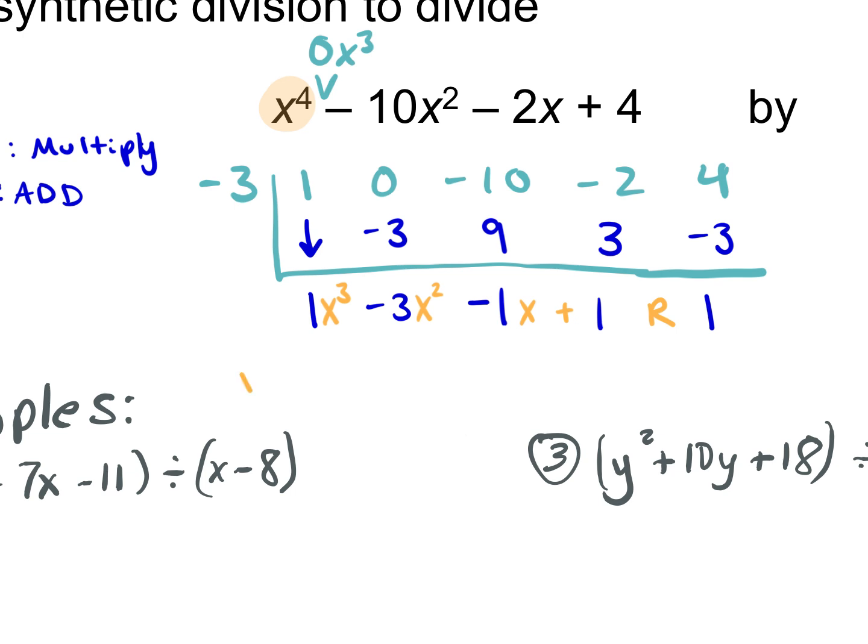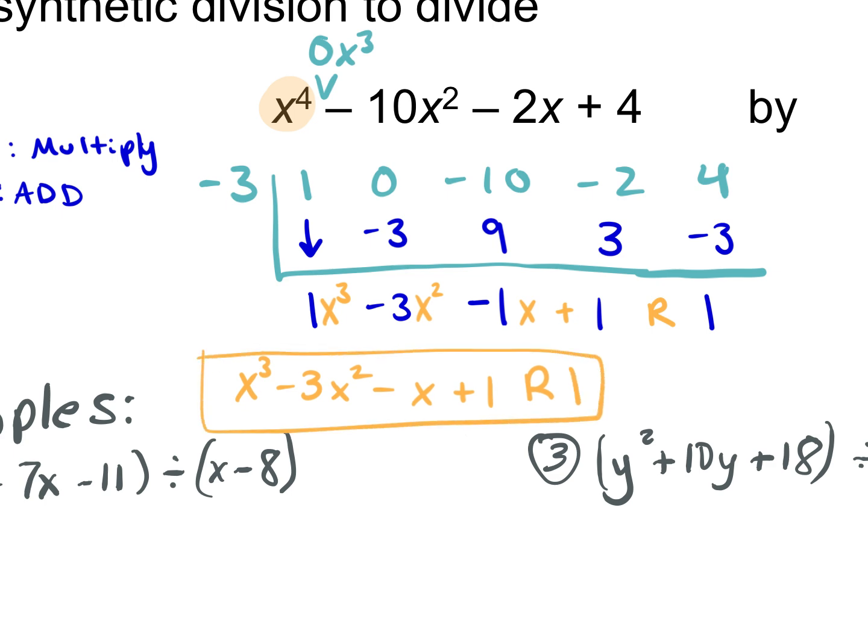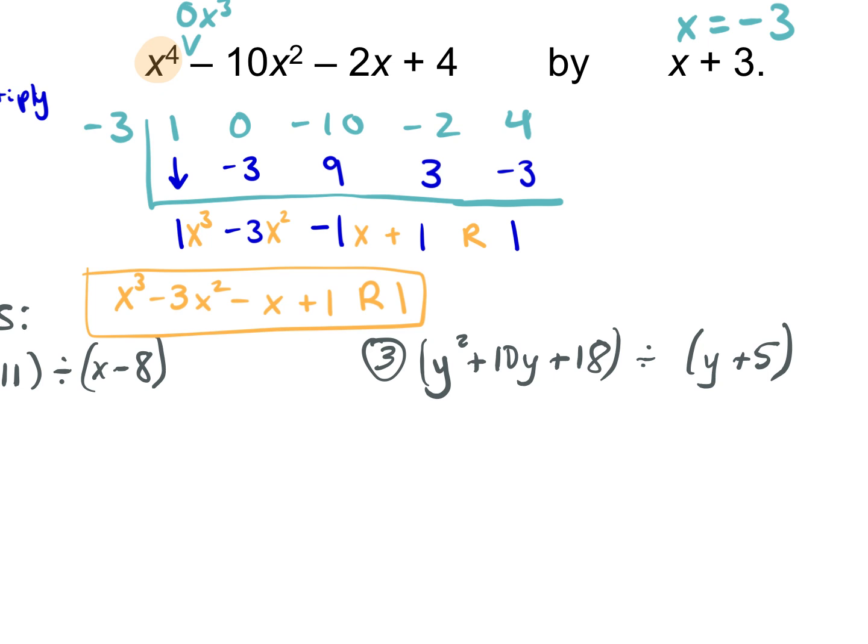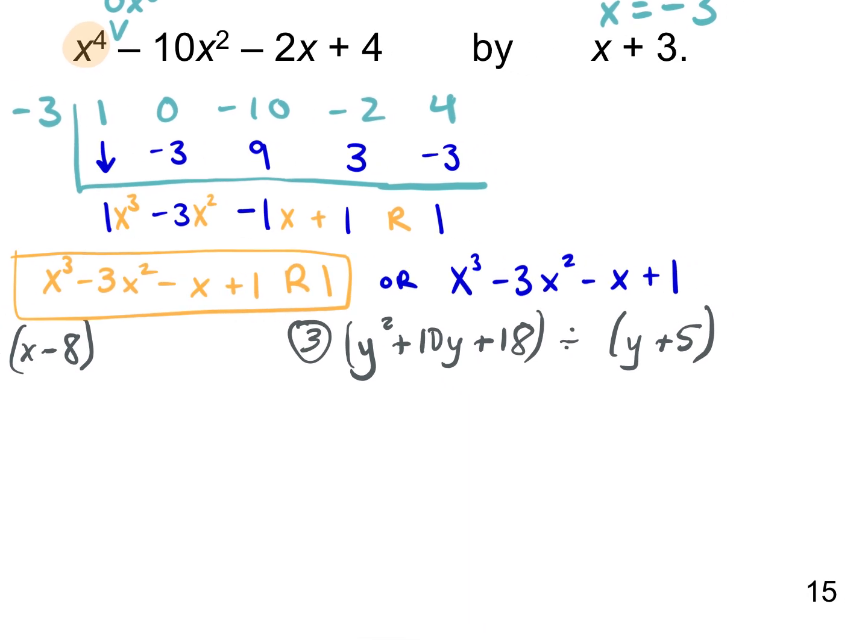So when I write my answer, it would be x to the 3rd power minus 3x squared minus x plus 1, remainder 1. This would work on a test or quiz, but remember that on WebAssign, it's going to want it as a fraction. So we would write our answer as x to the 3rd power minus 3x squared minus x plus 1. And then since it's a positive remainder, I'm going to say plus the remainder over the divisor, x plus 3.